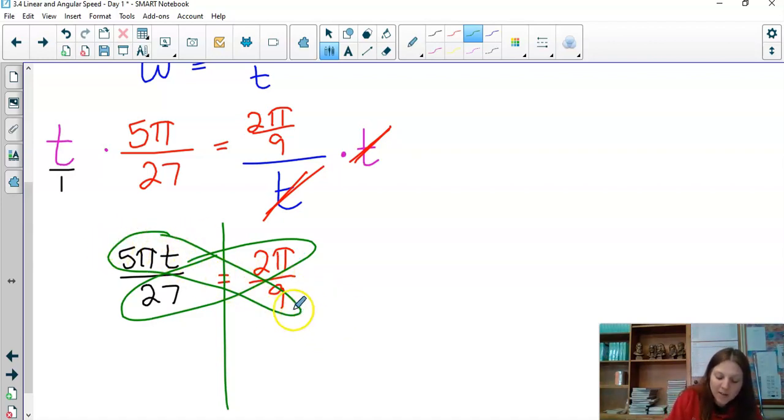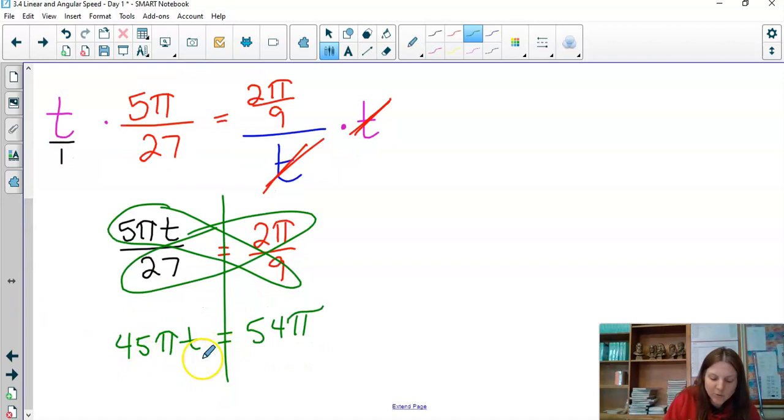So I'm going to multiply that first. 5 times 9 is 45, but it's really 5 pi t times 9. So it's 45 pi t. Okay, next I'm going to multiply 27 times 2 pi, which will be 54 pi.